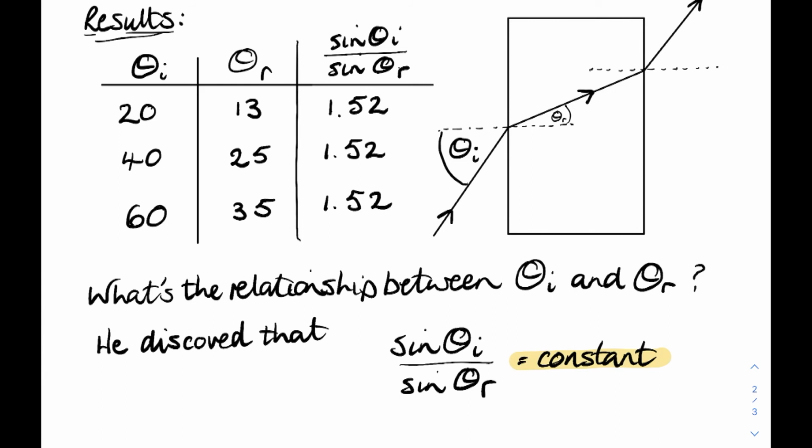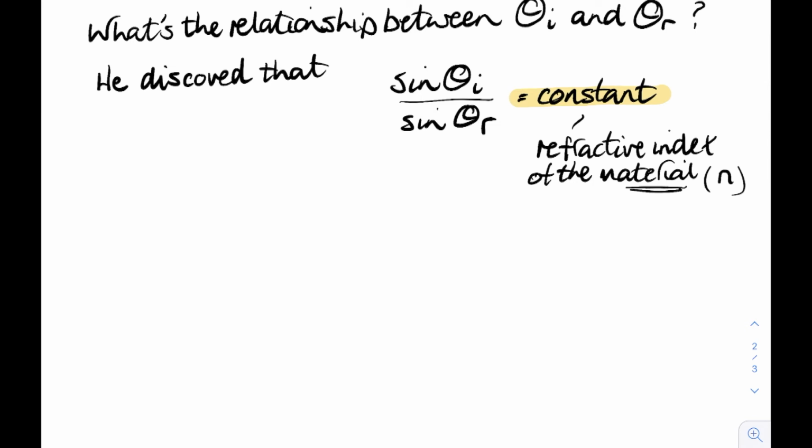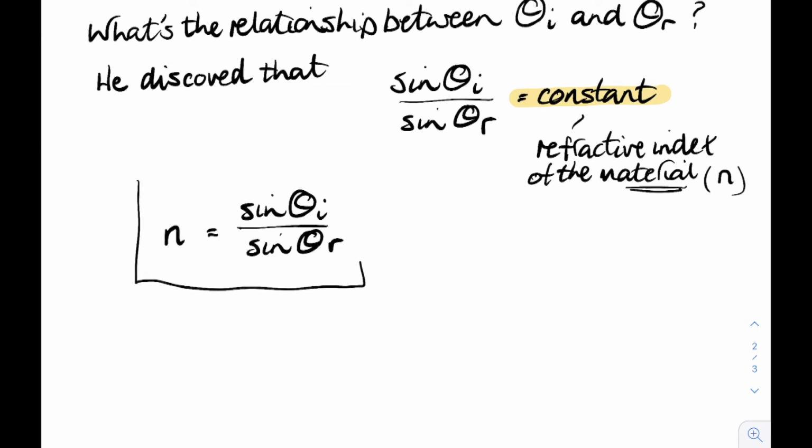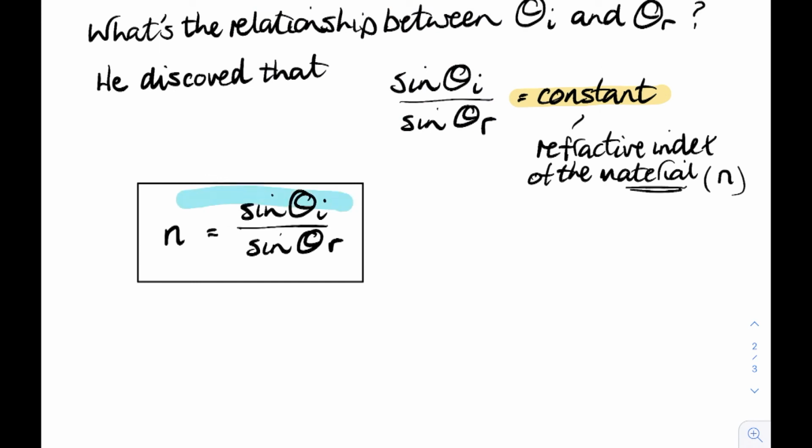The sine of the angle in air divided by the sine of the angle in glass is a constant, and that constant is the refractive index of the material. And remember, we use the symbol N for refractive index, so we can now write the relationship like this. The refractive index is the sine of the angle of incidence divided by the sine of the angle of refraction, or N equals the sine of the angle in air over the sine of the angle in glass. And that relationship is on your relationship sheet.